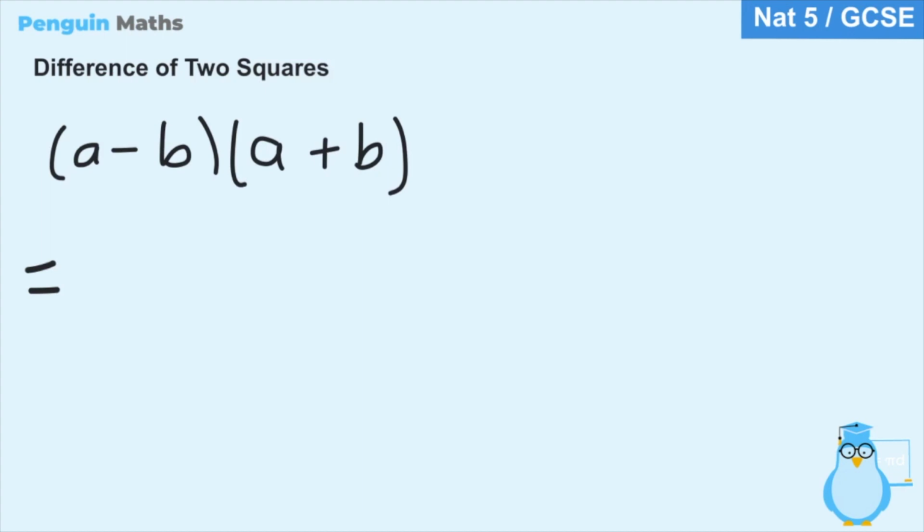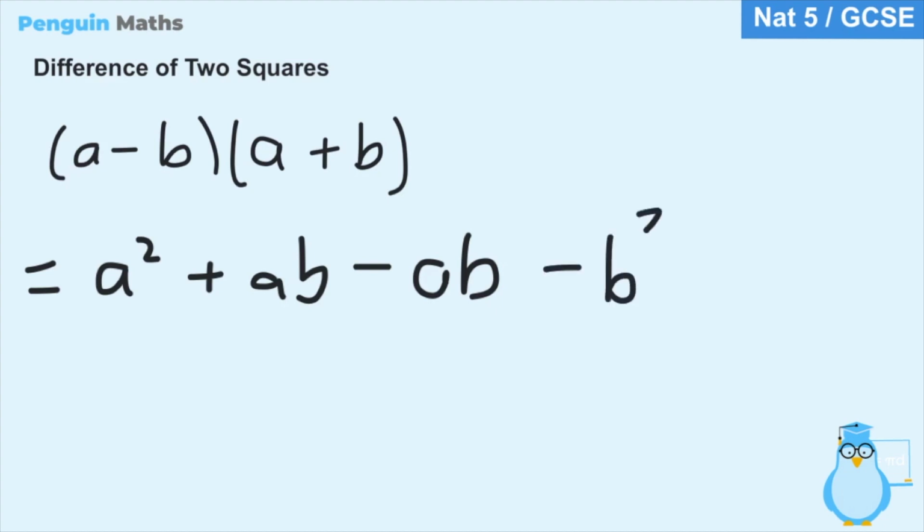So if we multiply the first two terms, we have a times a, which is just a squared. The two outside terms, we have a times b, which would just simplify to ab. The inside terms, we have minus b and a, so that's going to be minus ab. And then the last two terms, we have minus b times b, and that's going to give us minus b squared.